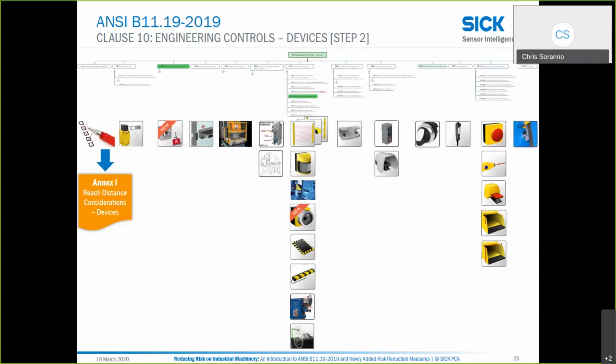And everything else in this clause really was already existing. We have other presence sensing devices, two-hand actuating controls, single actuating controls either by hand or by foot, hold-to-run devices, enabling devices, and they are different, emergency stop devices, and slide locks. So all the devices that can be used as an engineered method to reduce risk are now consolidated into this clause to add more guidance.